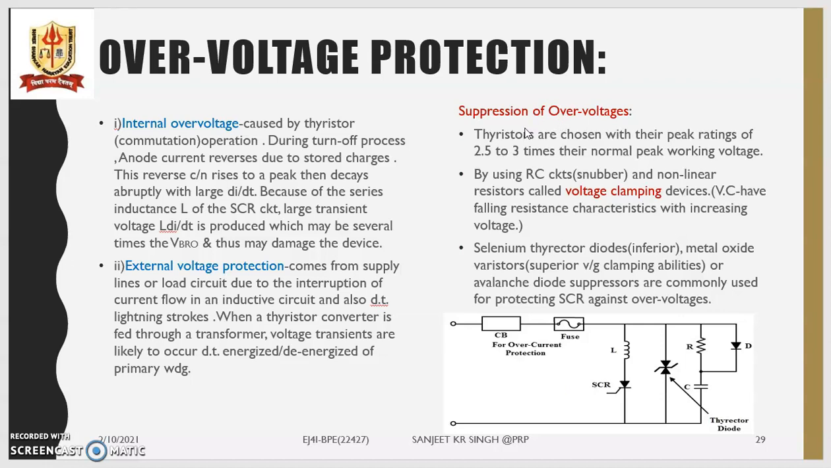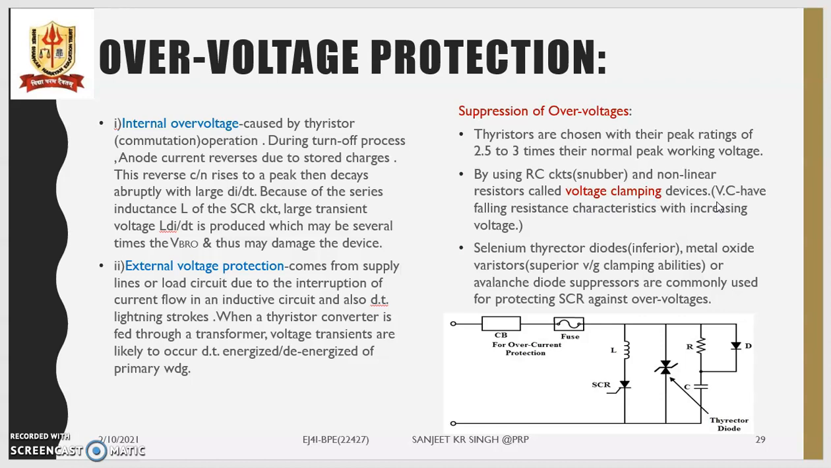So how to reduce or suppress the over voltage arising in an SCR? For that, generally we select thyristors having a peak rating of 2.5 to 3 times their normal peak working voltage, and an RC circuit is connected, consisting of a resistor and capacitor, that is called the snubber circuit, and there is a non-linear resistor called a voltage clamping device.